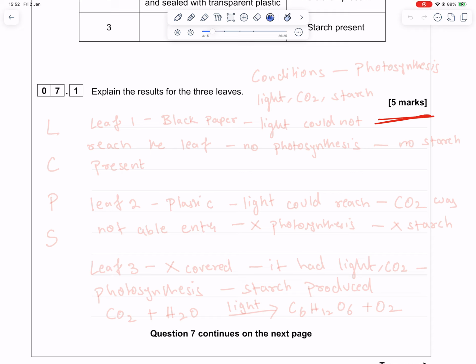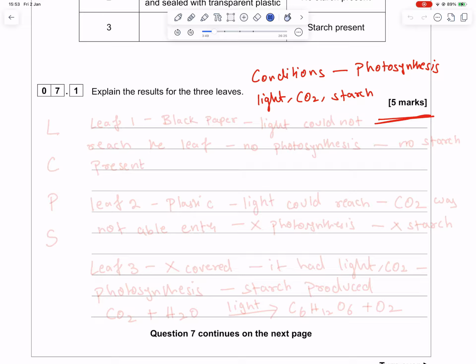Now, let's read the question. Explain the results for all 3 of the leaves. Now, what is this question testing? It is testing us on the conditions needed. And what are these conditions for? For photosynthesis. So what are the conditions for photosynthesis? It is trying to test the link between sunlight, carbon dioxide, and how starch is produced.